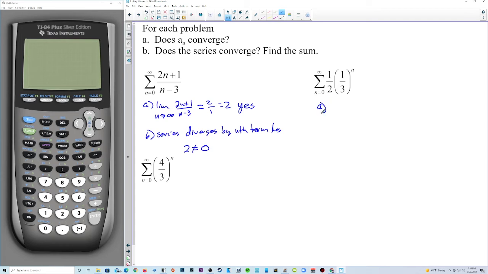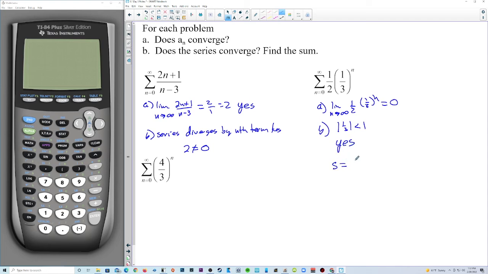A, does a sub n converge? We have the limit as n approaches infinity of 1/2 times 1 over 3 to the n. That's equal to 0. So, yes. Does the series converge? The absolute value of 1/3 is less than 1. So, yes, and then find its sum.